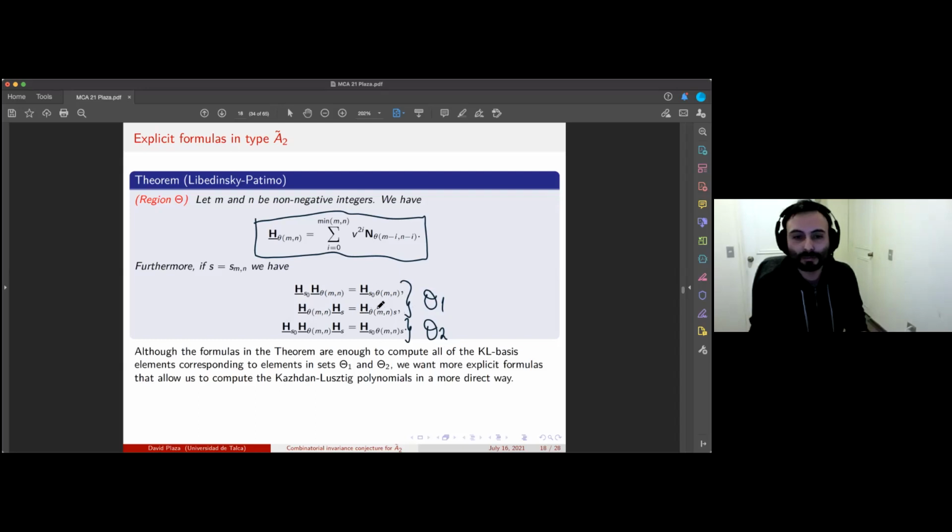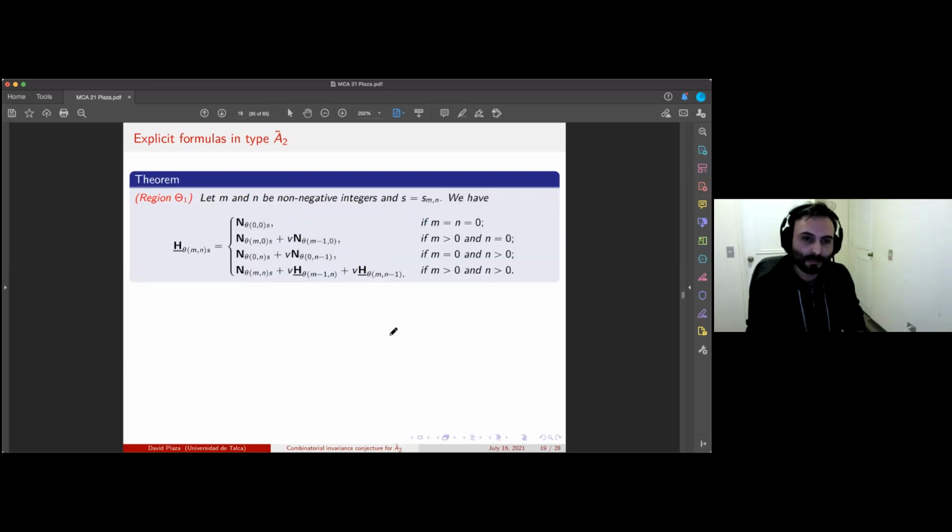So here, in order to obtain a Kazhdan-Lusztig basis element in region theta 1 or in region theta 2, we need to make a multiplication. And the spirit of the combinatorial invariance conjecture is that it's a combinatorial conjecture, so we need to avoid any algebraic manipulation in order to compute these elements. Okay, so we slightly improve formulas by Libedinsky and Patimo and provide these formulas for region theta 1.